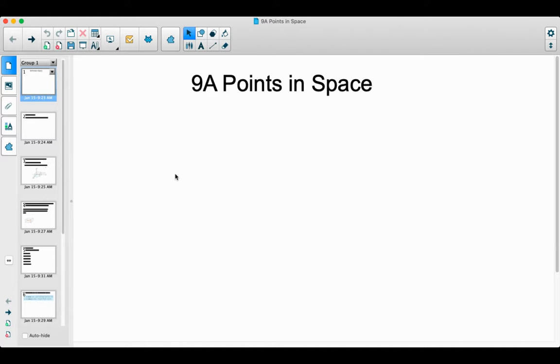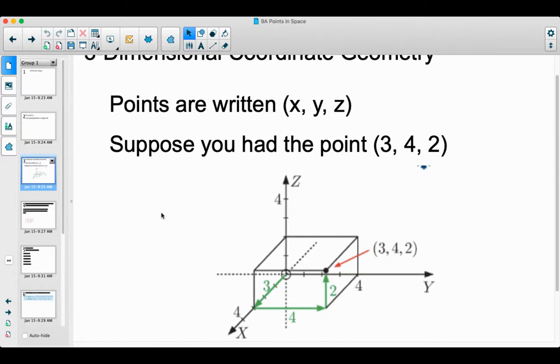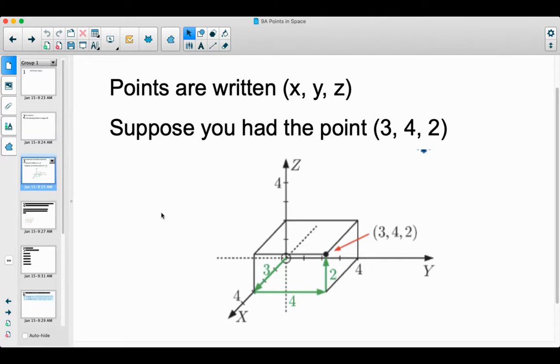Okay, we are going to take a look at points in space. So when we think about points in space, that's three-dimensional. And so here would be an example. When we're talking three-dimensional, we have an x, a y, and a z. So when we write it as an ordered pair, it's x comma y comma z.